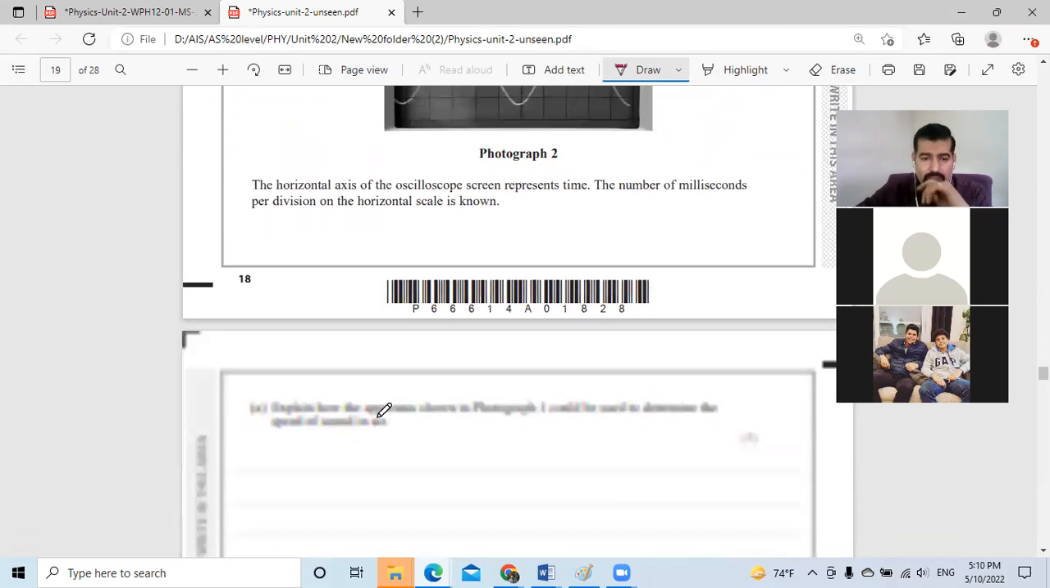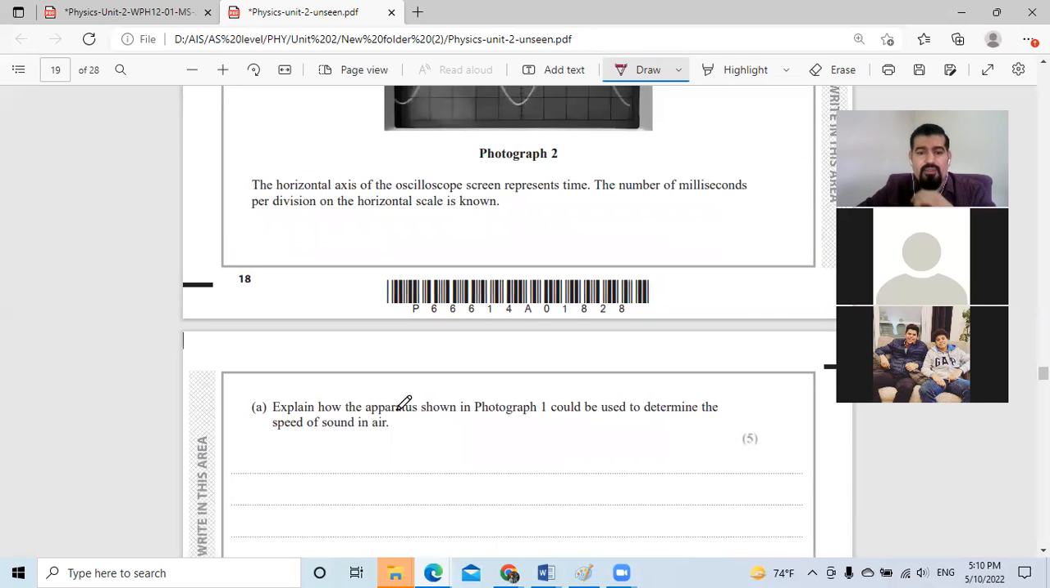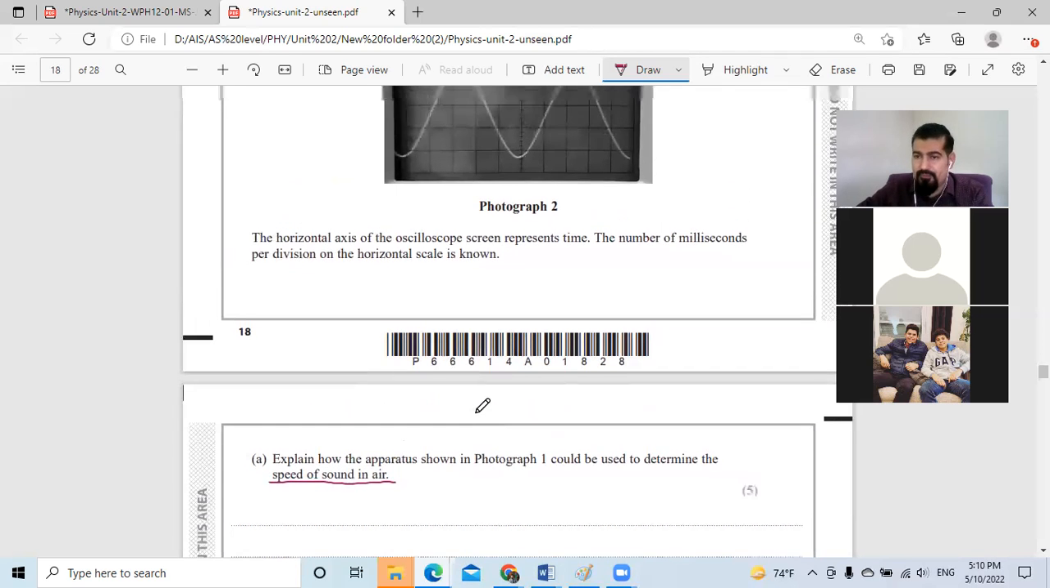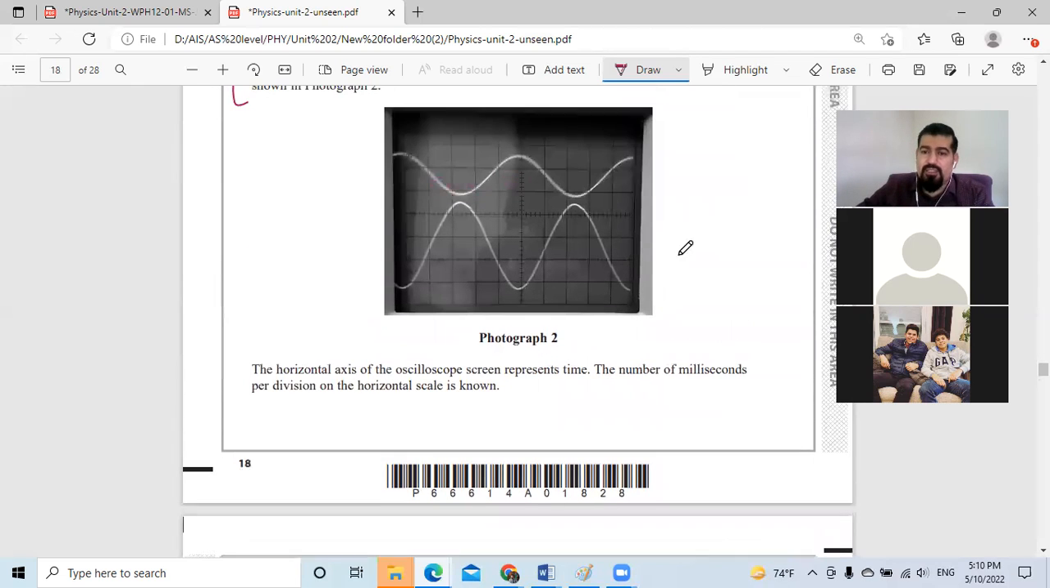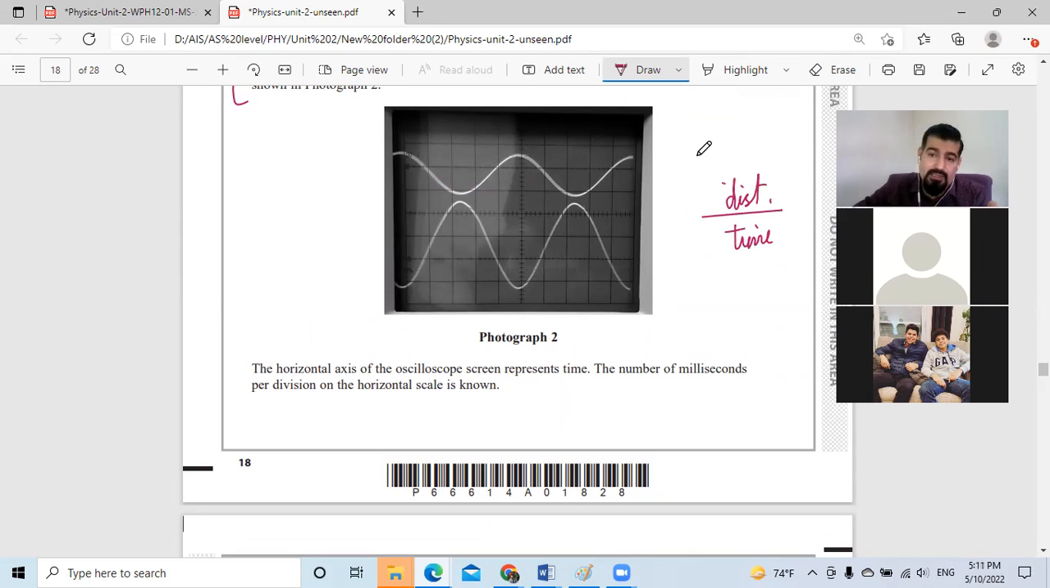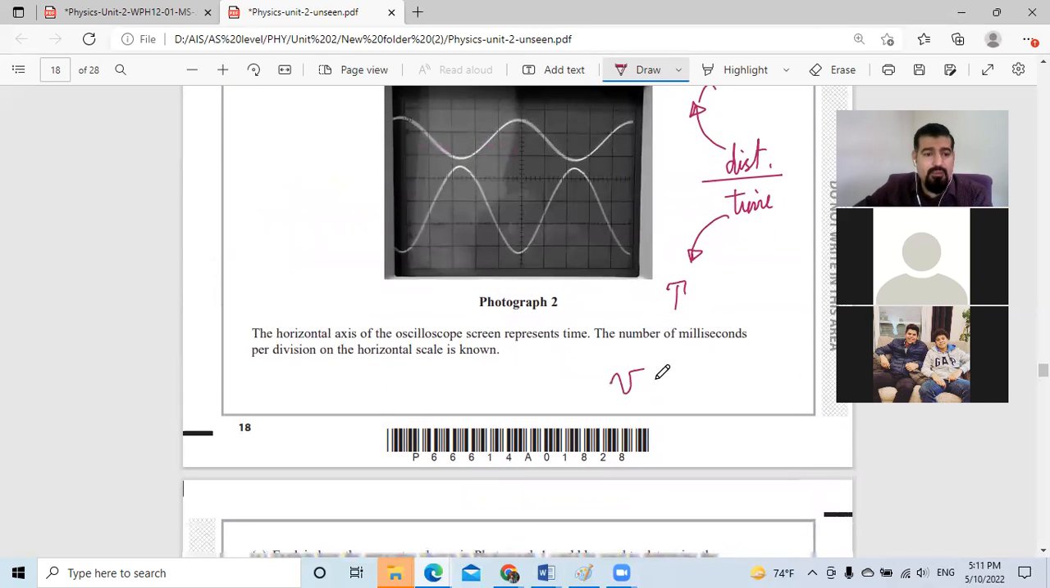What they ask: explain how the apparatus shown in the photograph could be used to determine the speed of sound in air. Now, ideas. If I want to find the speed of sound in air, what do I need? I need to find distance and time, of course. The distance here represents a wavelength, and the time here represents period, or I can say that the speed equals frequency times wavelength, right?